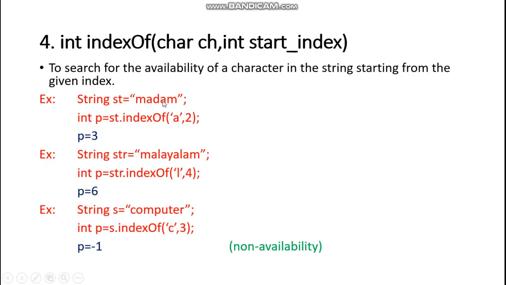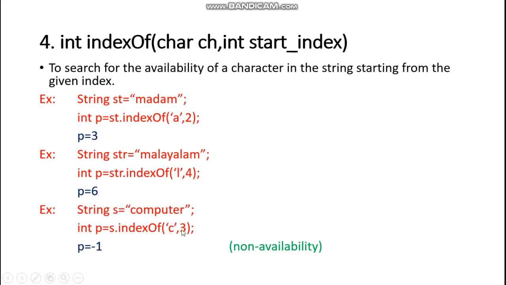0, 1, 2, 3. So I'm checking from D and finding the index position of A as 3 here. And here also, I'm giving the starting index as 4. So 0, 1, 2, 3, 4. From Y to here I'm checking whether L is there or not. Yes, L is at index position 6.